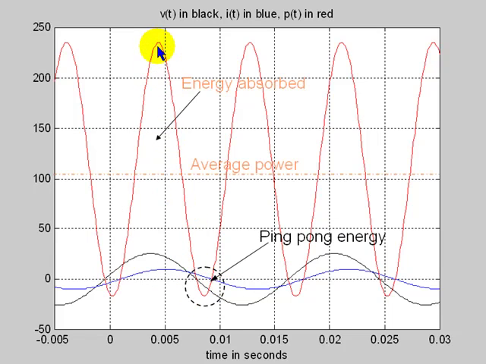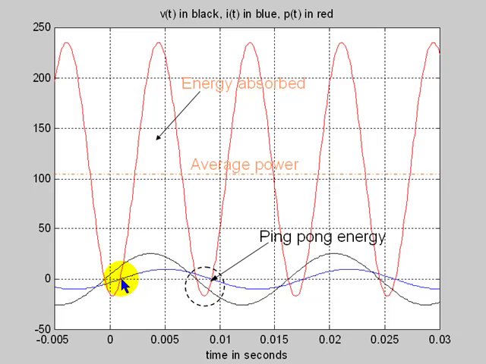Do we remember that the area under the power curve with respect to time is the energy transmitted? So this big area here is actually the energy absorbed by the element between this point in time and this other point in time. What about the area of this little peak of negative power here? That is the energy returned by the element to the generators, to the source.